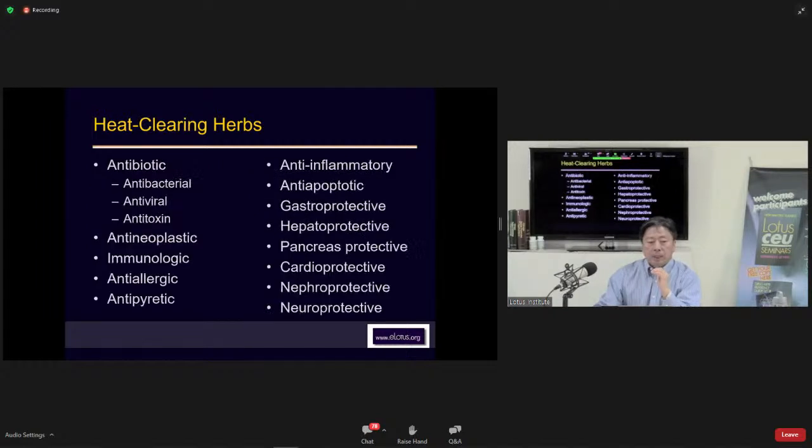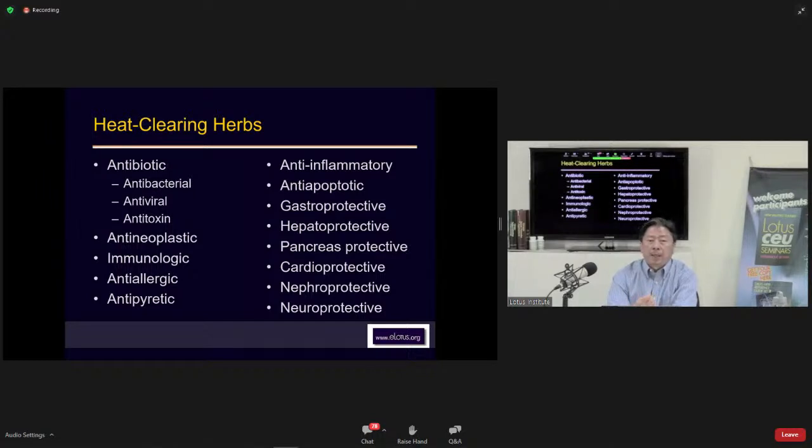And similarly, if you look into the heat-clearing herbs, single herbs and formulas, in addition to just saying these clear heat, they actually have many, many different pharmacological effects. All right, so the very basic is that many of them will have antibiotic effect, and antibiotic in this case refers to effect against many different bioorganisms.